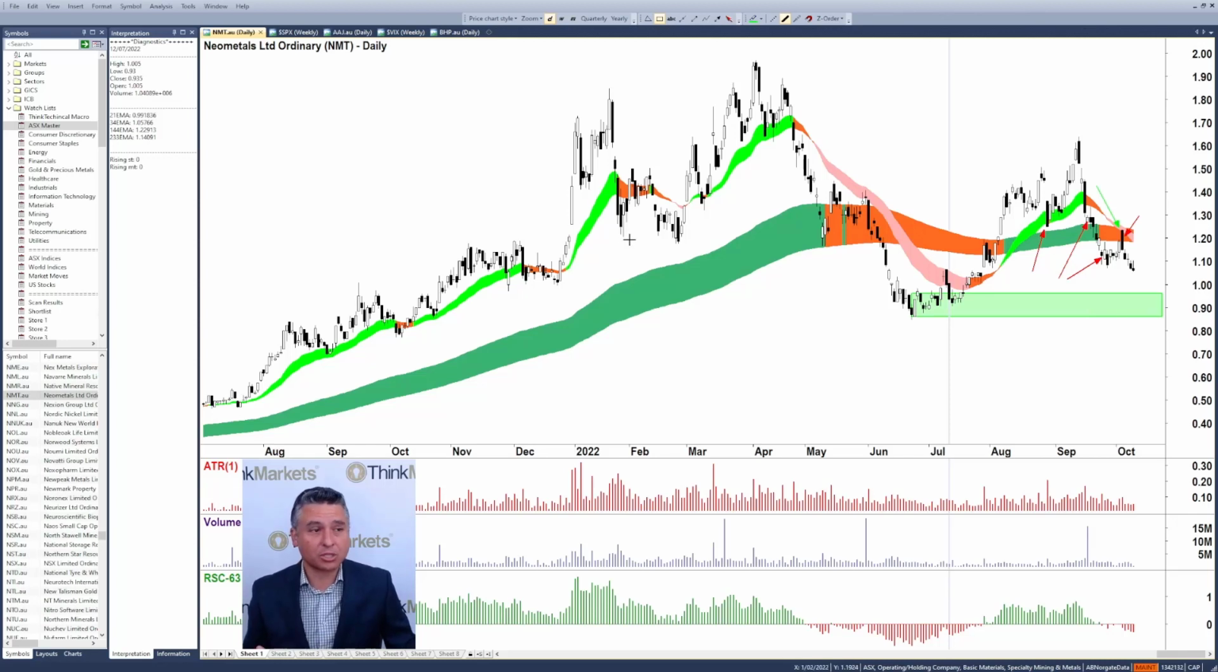Great fundamentals, look, possibly, but those fundamentals are so far out. And I think that's the problem. And look, I liked Neometals on the way up, and the chart was good. The narrative was good, as the chart was good.